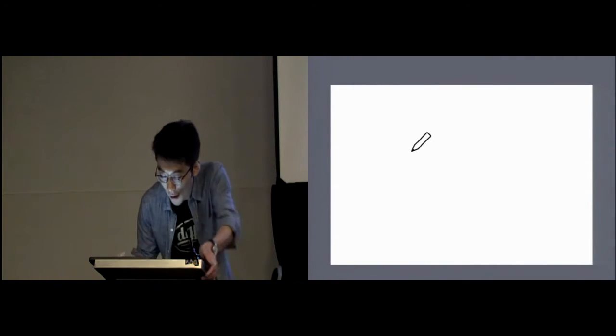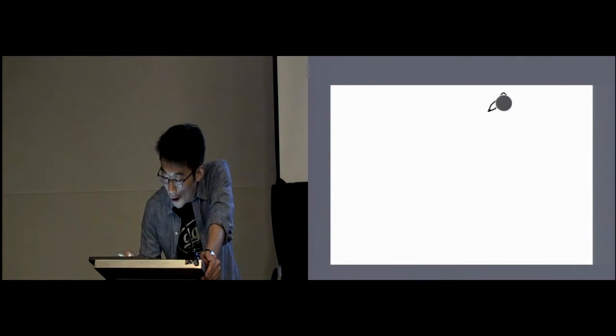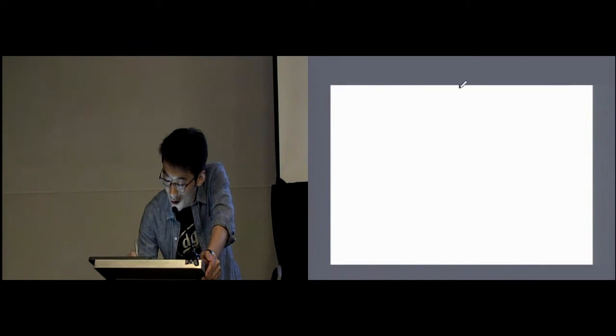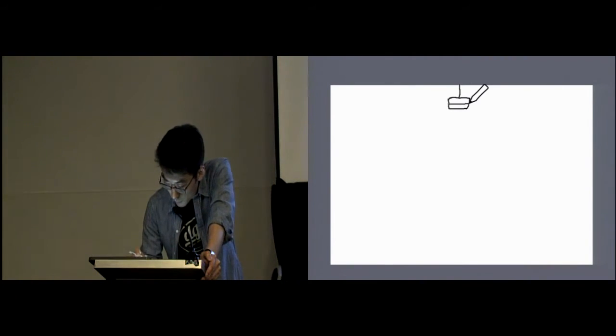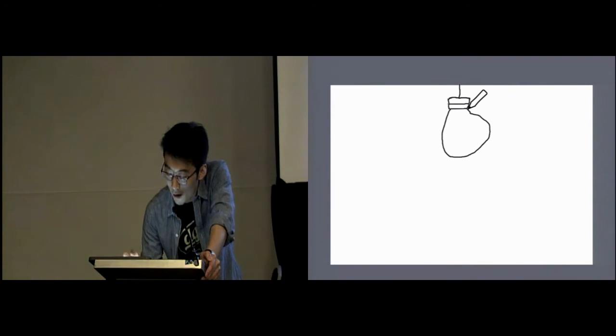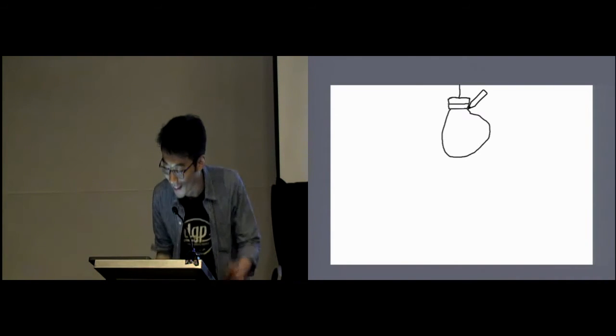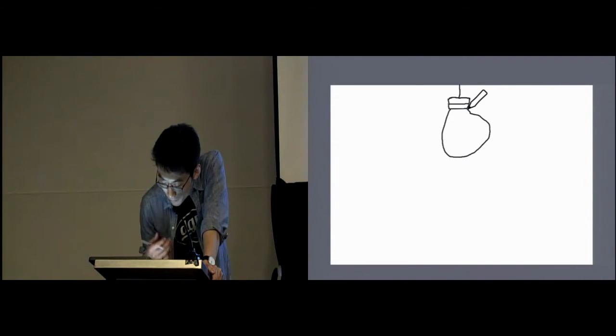Okay, cool. So I have this interface here. Let's draw something with it. I usually draw a light bulb. So I can start drawing a light bulb, the socket, and the thread. And then let me draw the bulb. Well, this is obviously not a bulb. So I need to delete it.